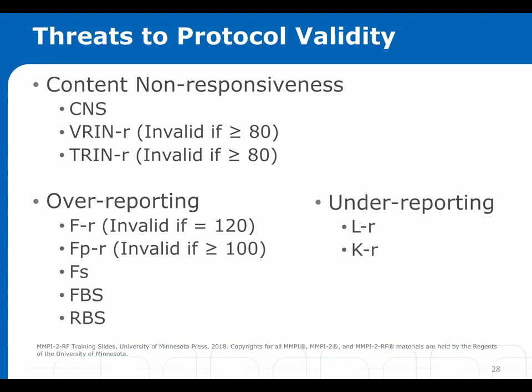And then we have the under-reporting scales, L and K, and importantly, you do not ever invalidate a profile based off of the under-reporting scales. It's not possible. You can still interpret the test, although when these scales are elevated, the primary implication is that the scores on the substantive scales may underestimate someone's actual psychological problems.